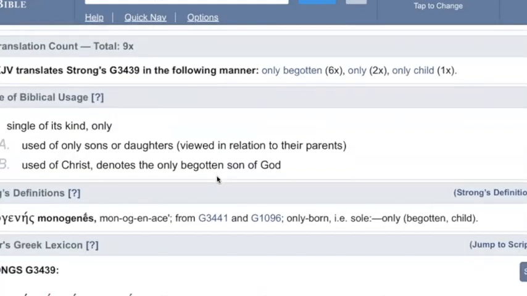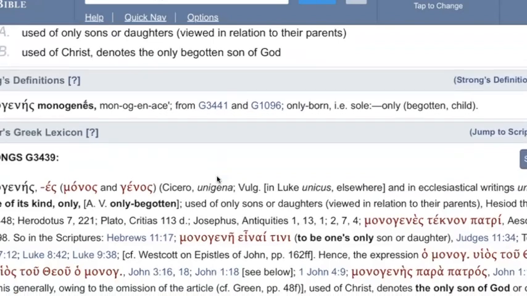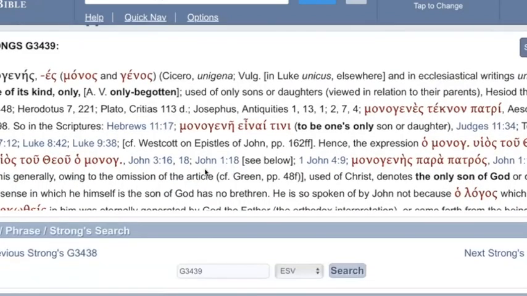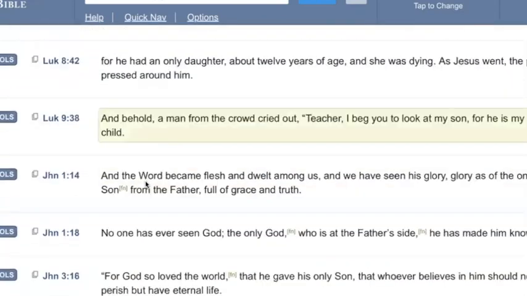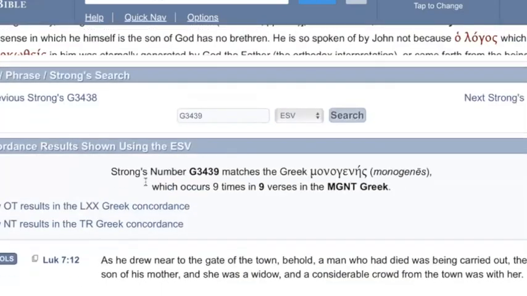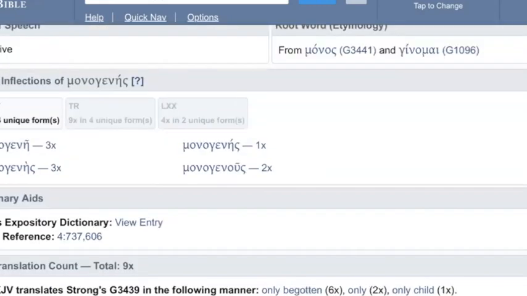Only begotten. It's only used for Jesus in this case. So you can look at how it's used at different spots. All right, so Blue Letter Bible, a very helpful website.